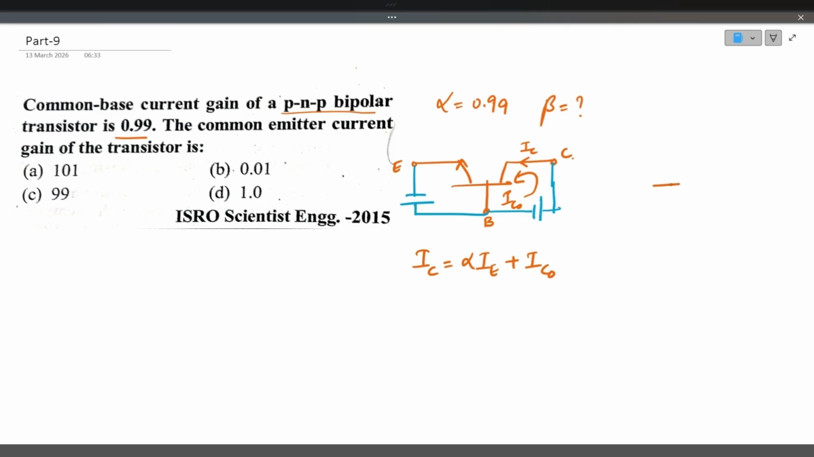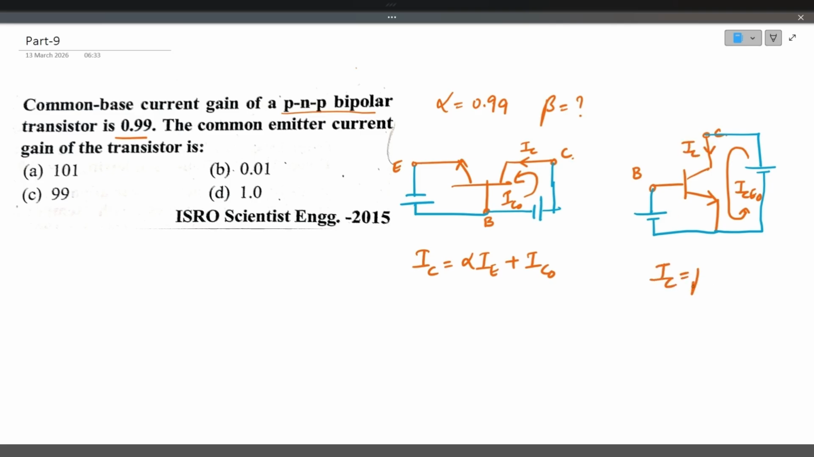Similarly, for the common emitter transistor, input is at the base, output is at the collector. Input junction is forward biased, output junction is reverse biased. So there will be a small leakage current flowing here also between the collector and emitter terminal, that is ICE naught. This is ICB naught or IC naught. So the overall collector output current is the current gain times the input current, that is beta IB plus ICE naught. This is the collector current equation of the common emitter configuration.